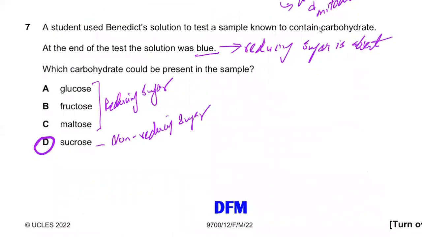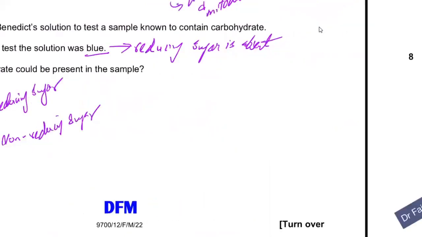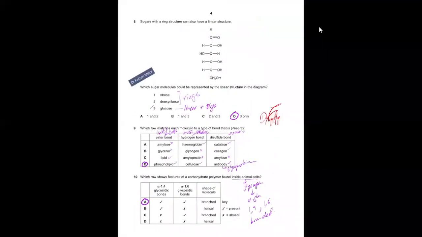A student used Benedict's solution to test a sample of a known carbohydrate. At the end of the test, the solution was blue, meaning reducing sugar was absent. Which carbohydrate could be present in the sample? Fructose, glucose, and maltose are all reducing sugars, so they cannot be present. The only option that is not a reducing sugar is D. So that's the answer.